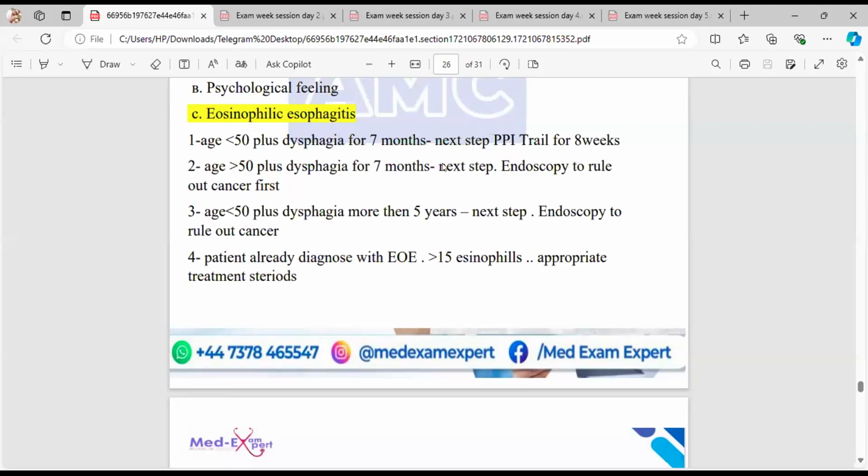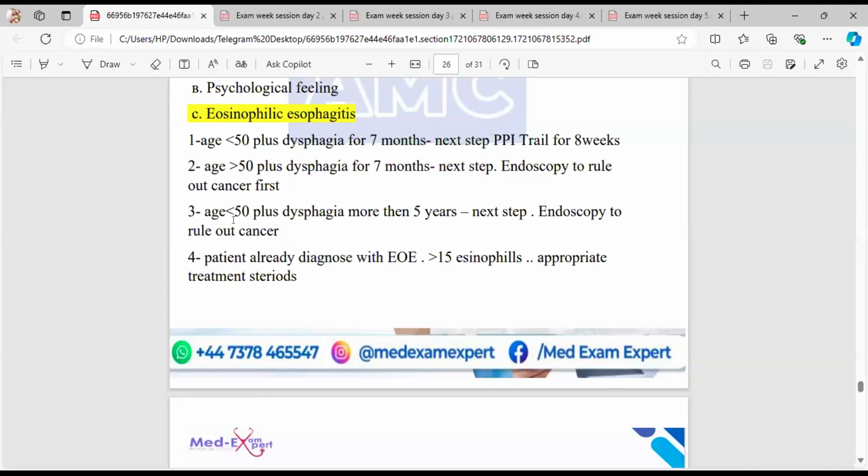Dysphagia for 7 months, age is less than 50. Only dysphagia is not the red flag point. Therefore, I mark PPI. Maybe the patient will be relieved with a PPI trial and there is no need for endoscopy. But if age is more than 50 and the dysphagia is for 7 months, it means that dysphagia and also the age are both red flag points. So now 2 red flag points are there. Definitely, I will go with endoscopy first to rule out the cancer.